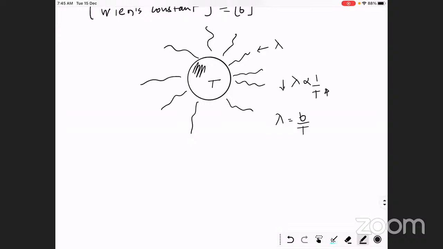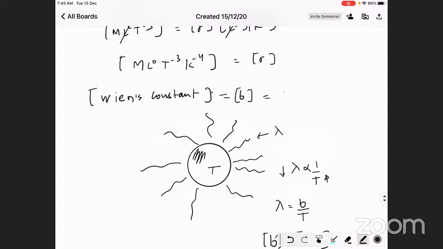Now, how to find its dimensional formula? B is equal to lambda into T. So for lambda length, for T Kelvin, everything else 0. So M0, L, T0, K. Understood? Understood, everyone? Yes, sir.